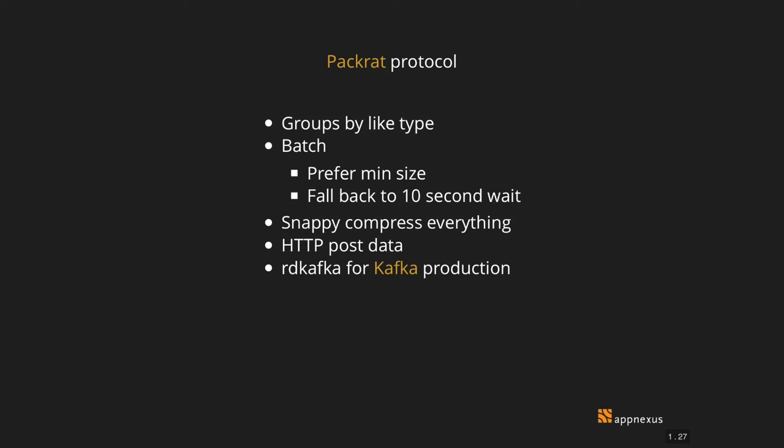We Snappy compress everything on the wire. It's the best combination of compression and CPU utilization to keep this cheap. It's HTTP host, like I said, and we use RD Kafka for Kafka production. If any of you are dealing with Kafka in C, I recommend you check it out. It's pretty good.